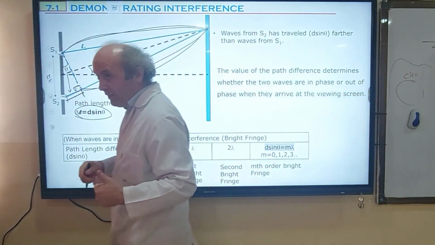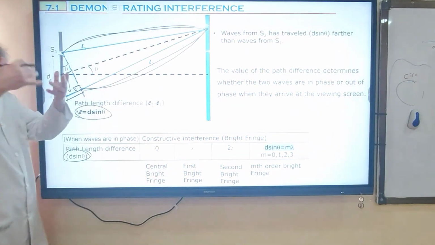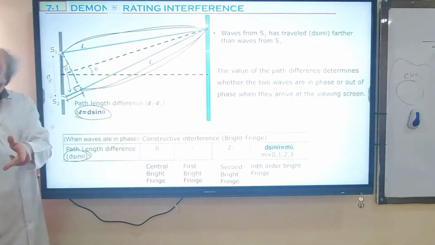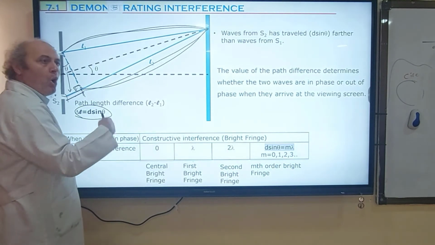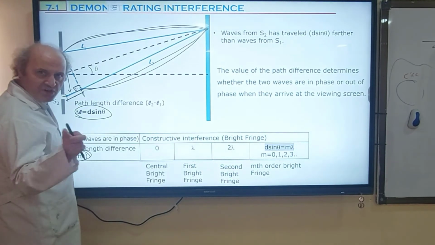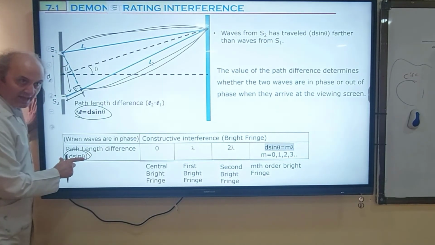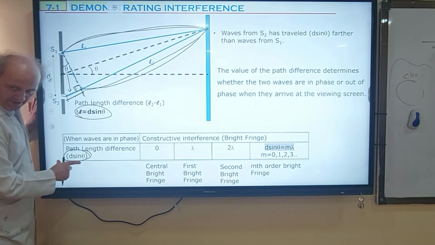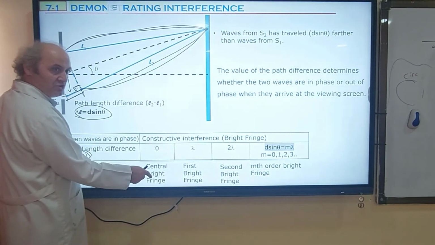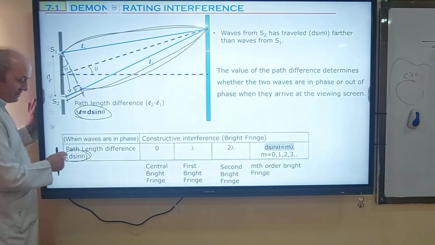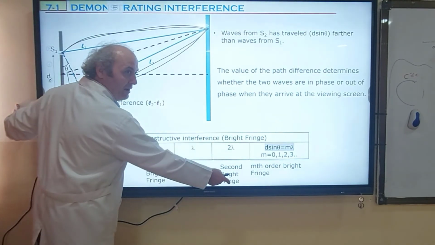Then, if path length difference is equal to d sine theta, now I'm going to revise that table which I gave you. What was that table? It says, if path length difference is a whole integer multiple of lambda, constructive interference happens. So from now on I use d sine theta. If d sine theta is equal to 0, it is the central line fringe. If d sine theta is equal to lambda, first. If d sine theta is equal to 2 lambda, second.